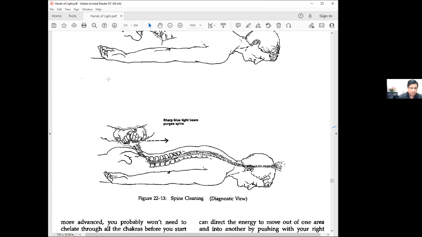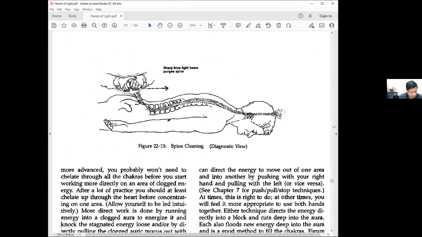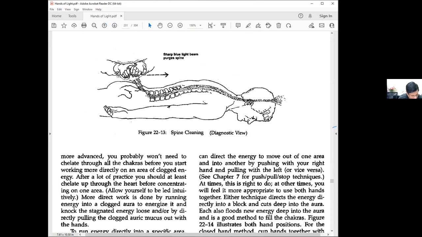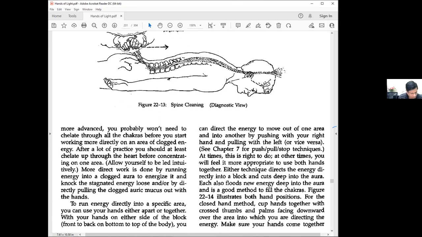As you become more advanced, you probably won't need to chelate through all the chakras before you start working more directly on an area of clogged energy. After a lot of practice, you should at least chelate up through the heart before concentrating on one area. Allow yourself to be led intuitively. More direct work is done by running energy into a clogged area to energize it and knock the stagnated energy loose, and or by directly pulling the clogged auric mucus out with the hands.